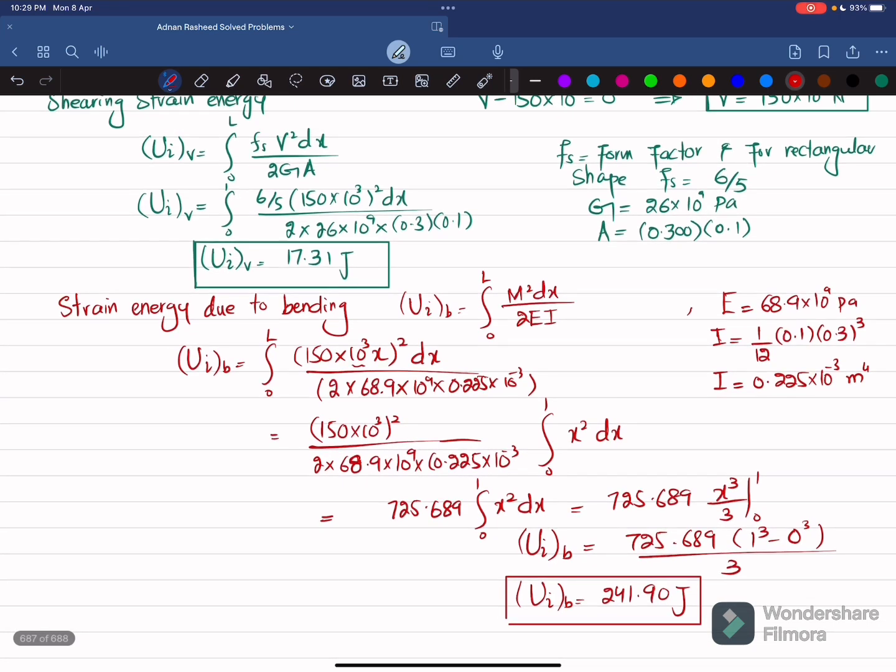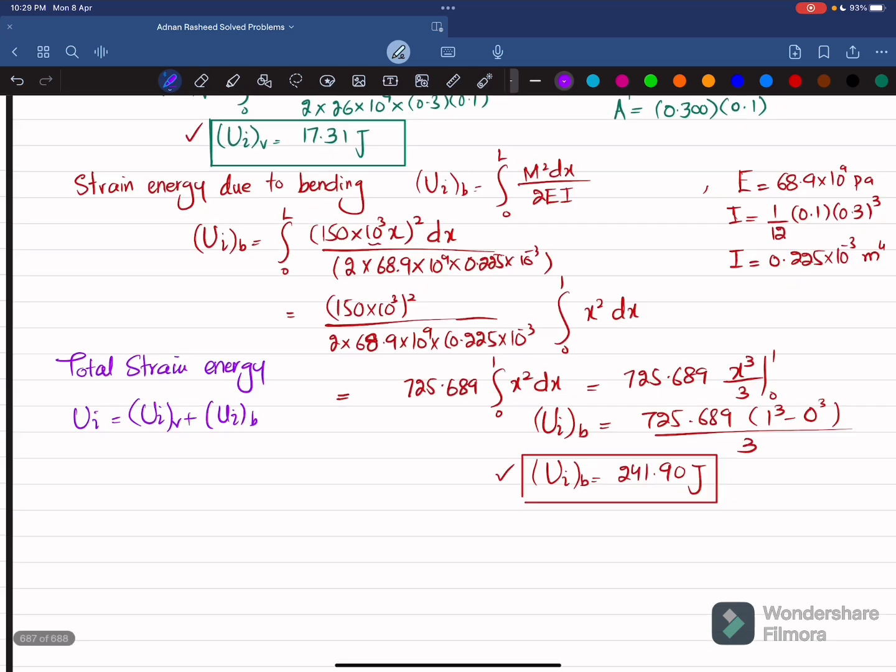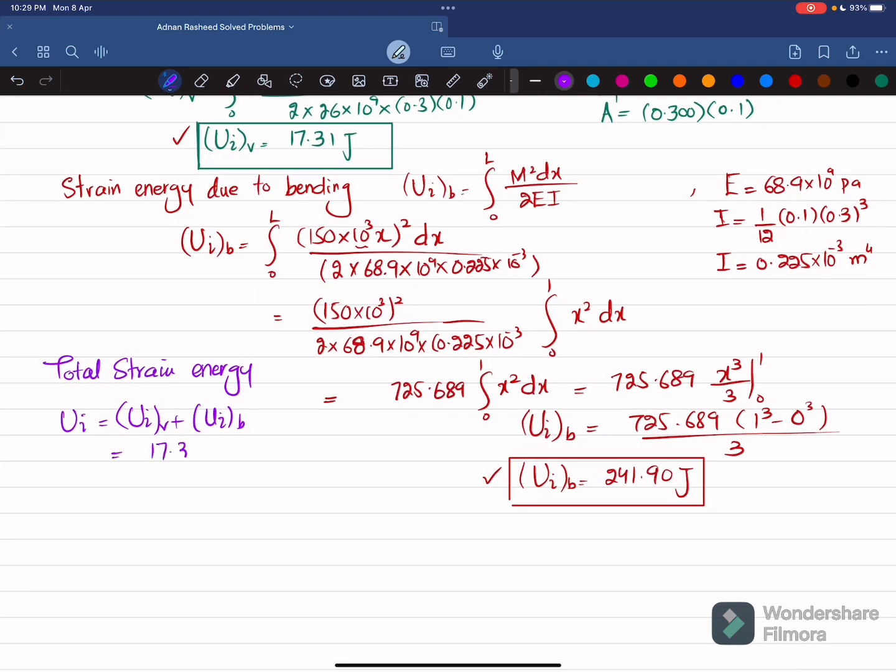So strain energy due to shear is this, and strain energy due to bending is this. So we know that total strain energy, which is Ui, is equal to Ui due to shear plus Ui due to bending. So add them both, 17.31 plus 241.90, and that will give you 259.20 joules. So this is the total strain energy.